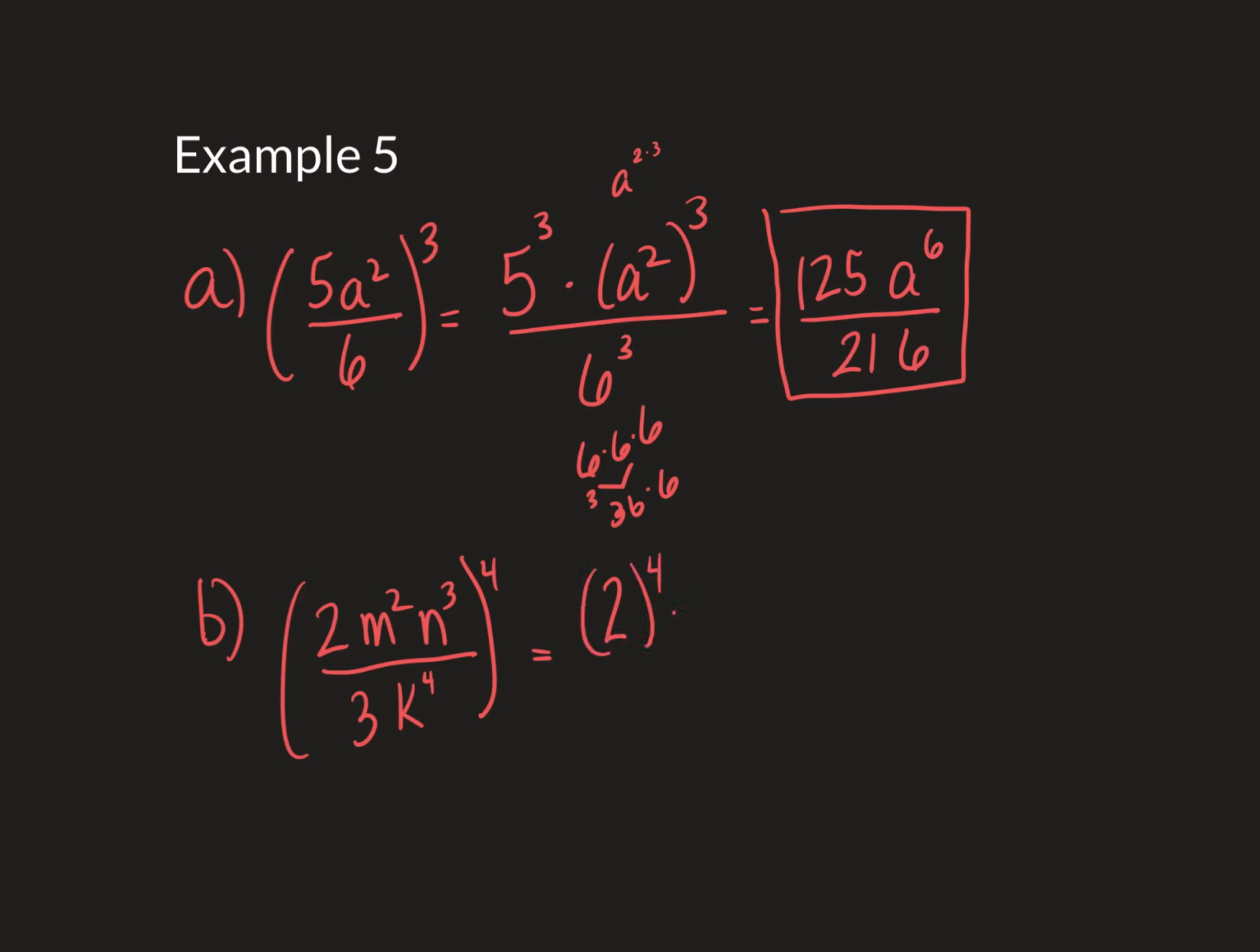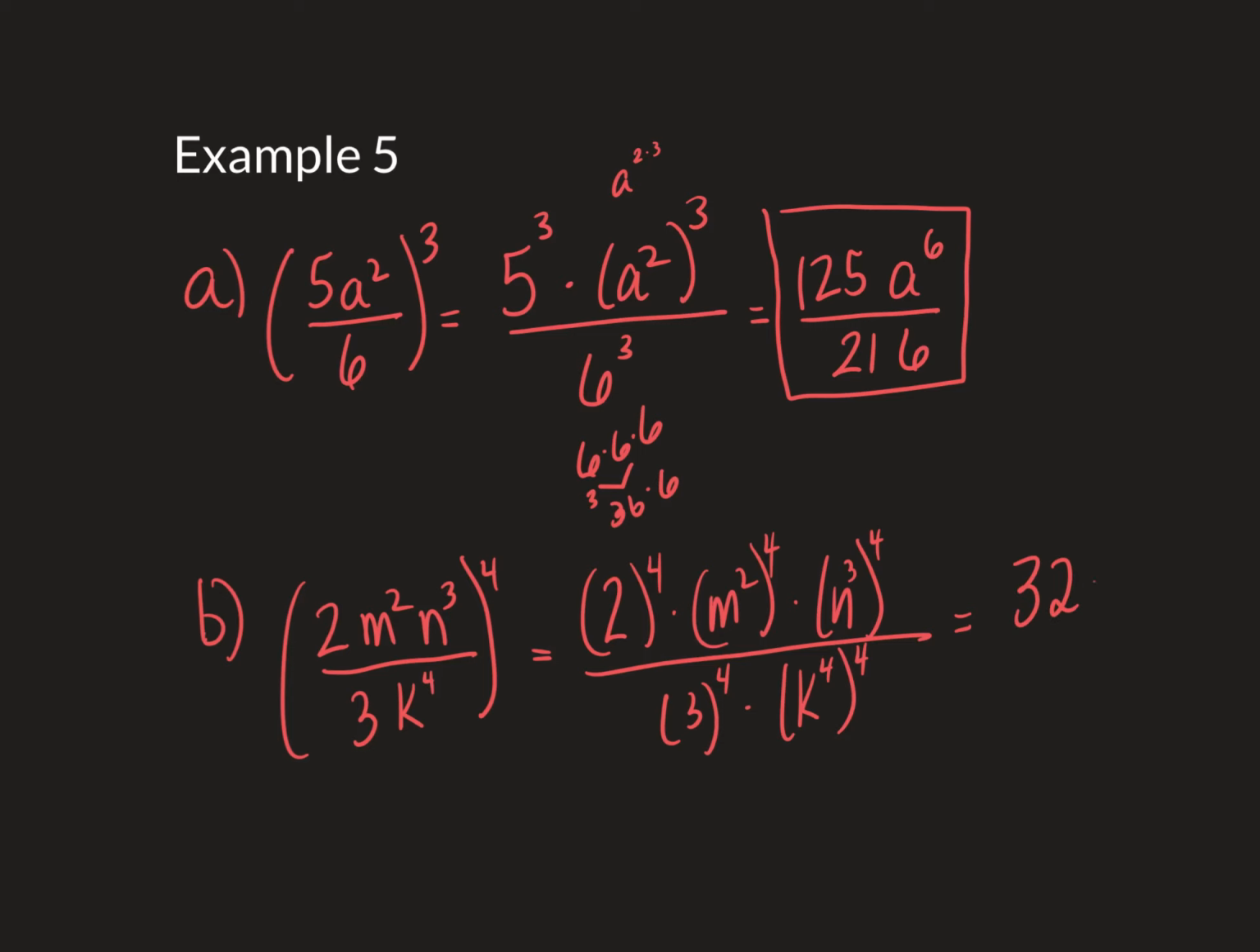2 to the fourth power, m squared to the fourth power, times n cubed to the fourth power, divided by 3 to the fourth power, times k to the fourth power. So I'm going to have 2 times 2 is 4, 4 times 2 is 8, 8 times 2 is 16. So 16 m to the 8th power, n to the 12th power, divided by 3 times 3 is 9, 9 times 3 is 27, 27 times 3 is 81, k to the 4th power. That is the answer to my example 5.